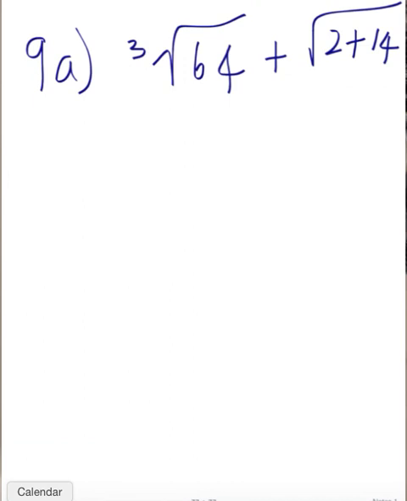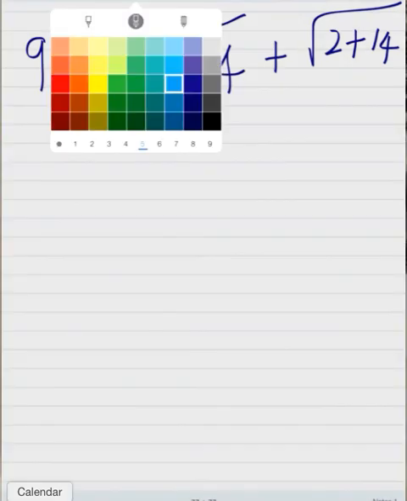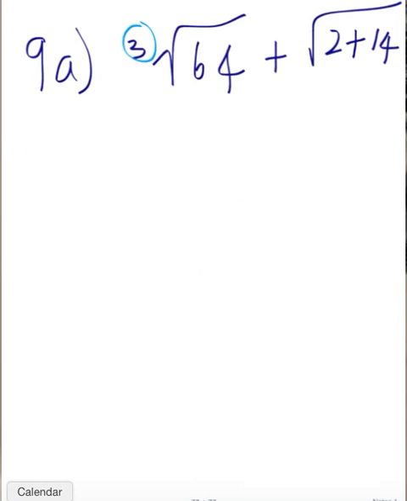Now with question 9, this involves a bit of BIDMAS or BODMAS. Now we work each one out separately. So for the first one, we have the cube root of 64. And I know that 4 times 4 times 4 gives me 64. So this number here just equals 4. That's done. Now plus, here I've got the square root of 2 plus 14. When you see something under the square root, you have to add something, or it might be subtract something. Do that first. What is 2 plus 14? 2 plus 14 is 16. So what I have now is 4 plus the square root of 16. So that's taken care of.